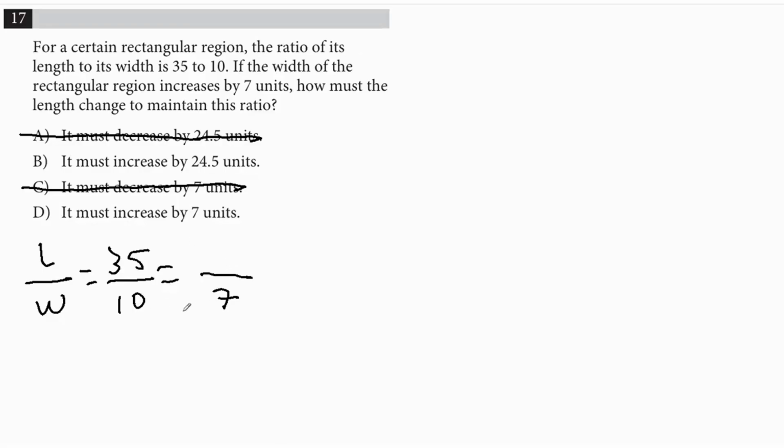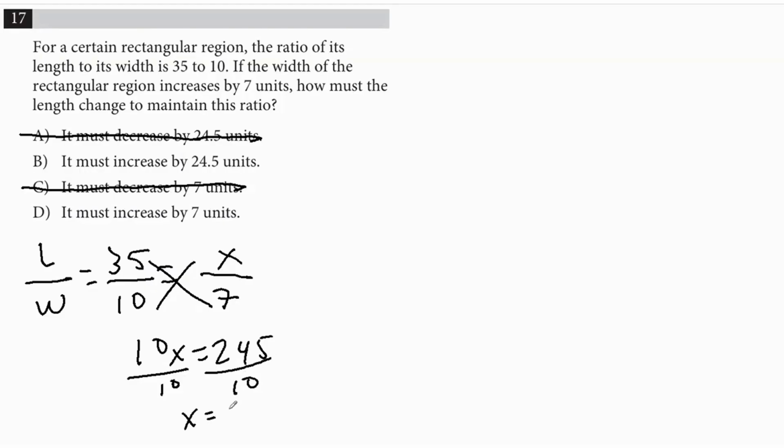So look, here's the ratio I have here. 35 of the length to a 10 for the width. And if the width is going to increase by 7, we don't know how much the length is going to increase by. I'm going to put an X there. So basically we have a proportion here. 35:10 is equal to X to 7. Cross multiply. 10 times X equals 10X. And 35 times 7 is 245. Just trust me. Then from there, divide by 10 on both sides. X equals 24.5. So the answer is B.